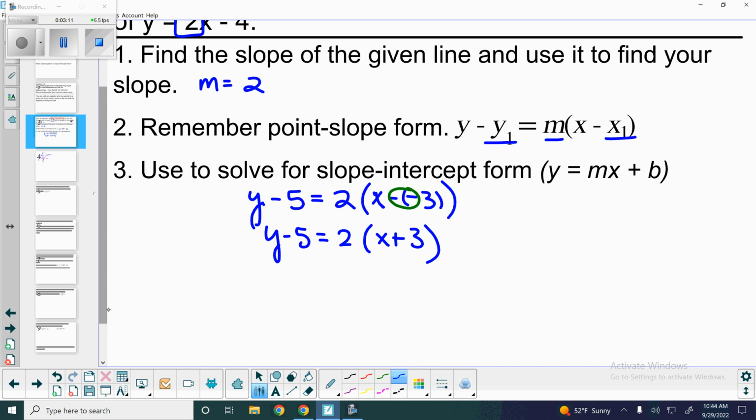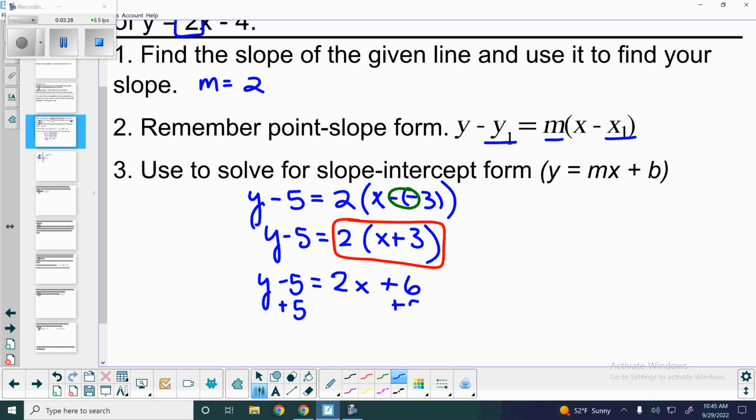So our 2 steps that we have to do are distribute a property and move this -5 to the other side. So y minus 5 equals, 2 times x is 2x, 2 times 3 is 6. And then my last step would be to add 5 to both sides. So my final equation is going to be y equals 2x plus 11.